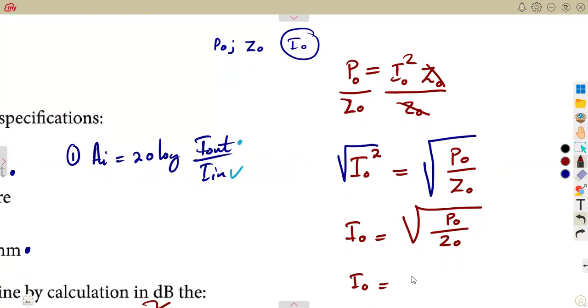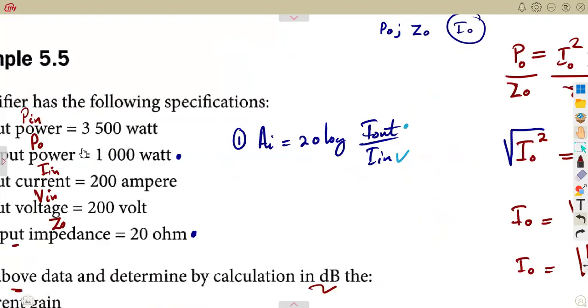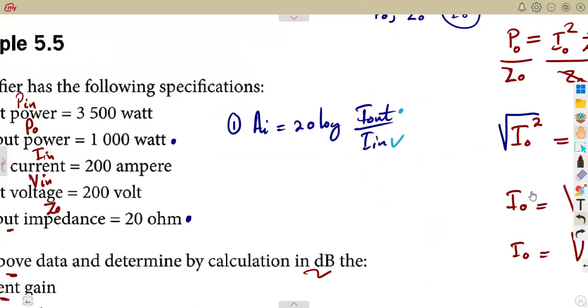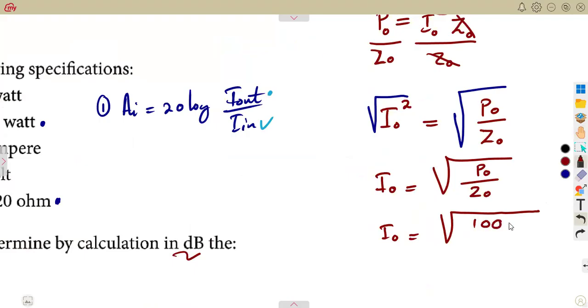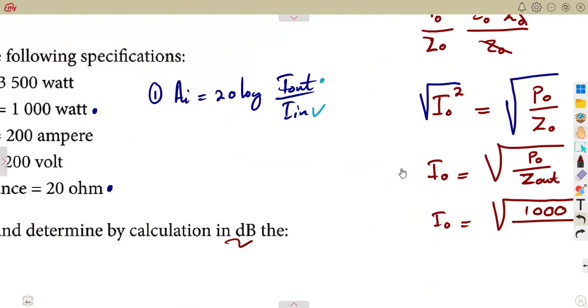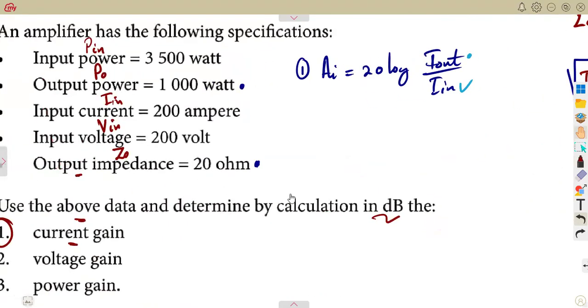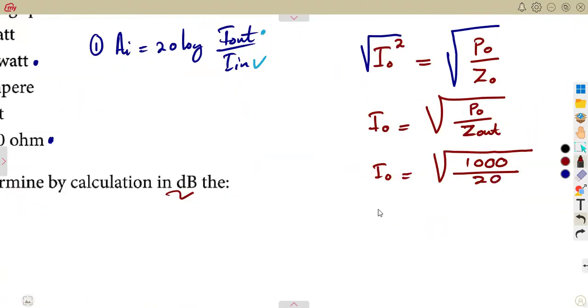So I out is going to be the square root of P out, the output power. We have got our output power. Remember, that's 1,000. So it's going to be 1,000 over the output impedance. This is Z out, our output impedance. There we have got 20. So there they just used 1,000 over 20 like that and obtained 50. No, it's supposed to be under the square root of 50, which is going to give us something like 7.071 amps as our output current.